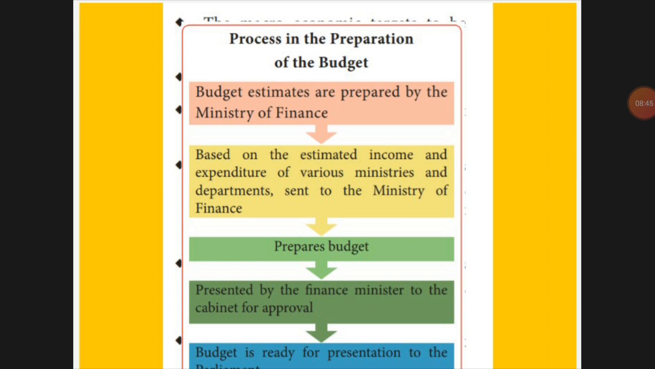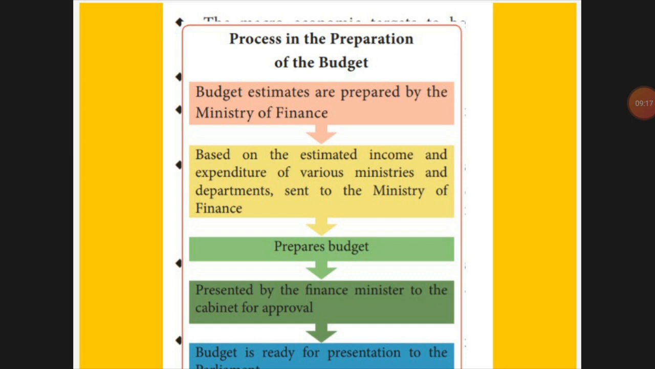So according to this procedure, first the estimate should be prepared by the Ministry of Finance. The budget is estimated and prepared by the Ministry of Finance. Next, on the basis of estimated income and expenditure, all the ministries, so many ministries and departments, send their requirements to the finance minister, the Ministry of Finance. That office is there, no? It should be presented to the Ministry of Finance.